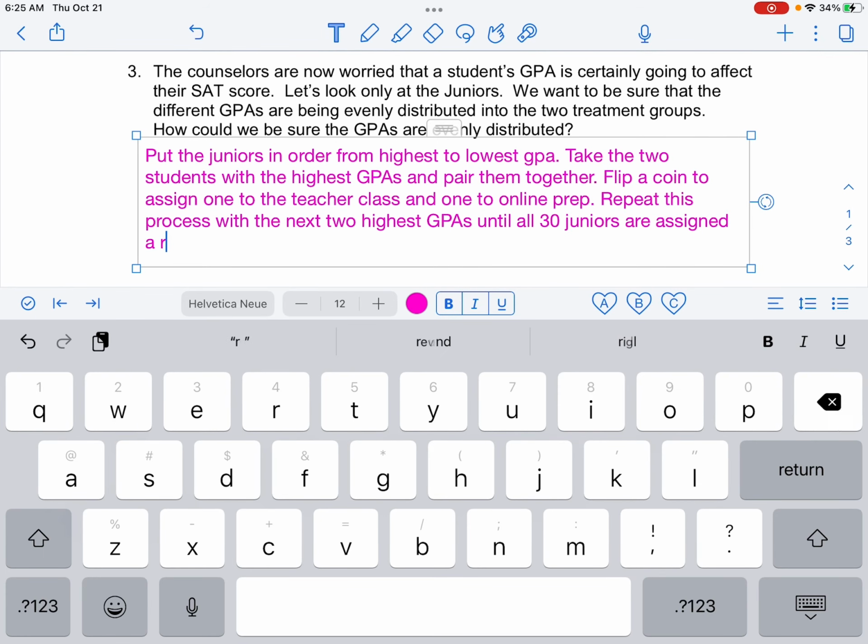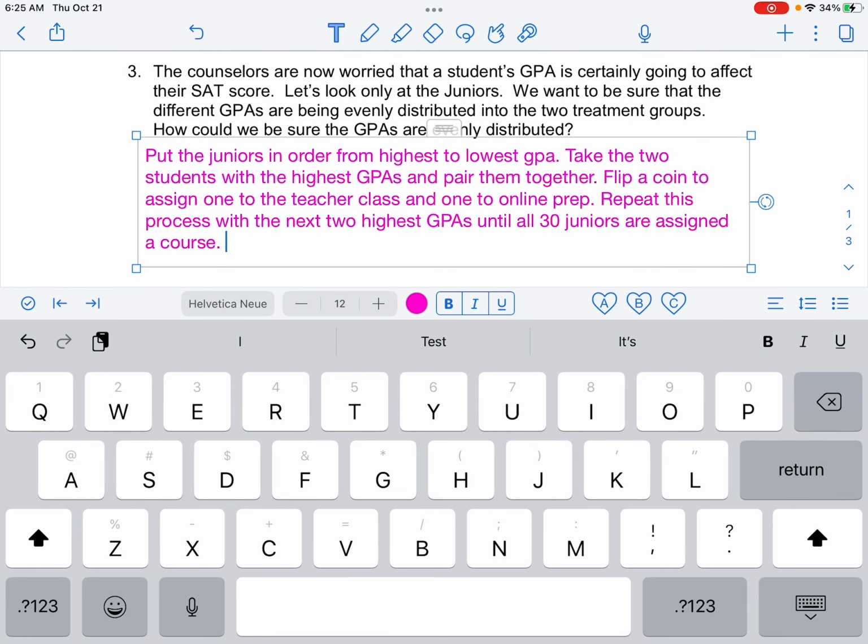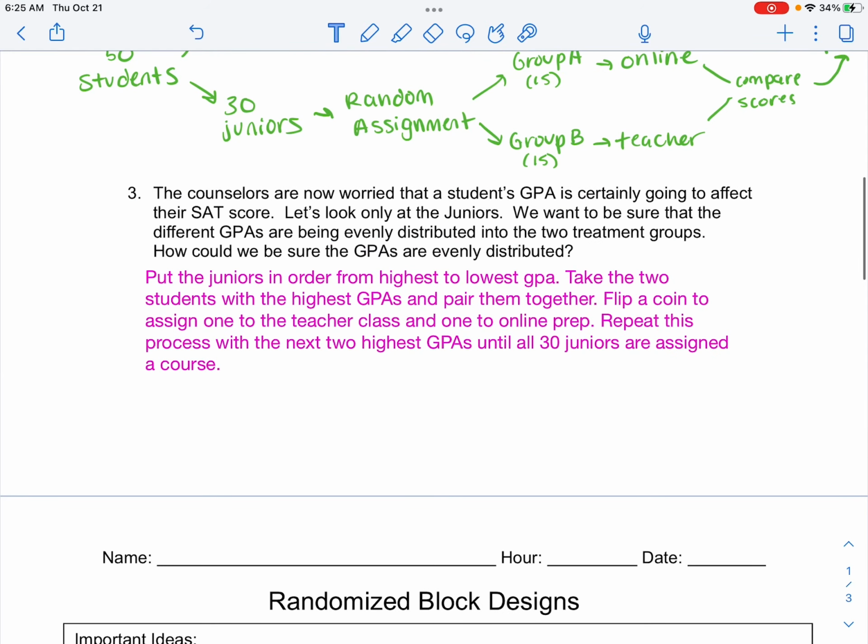Not a room, of course. And notice in this problem it didn't say outline, so that's why this time I'm just writing it down. I'm explaining what I would do.